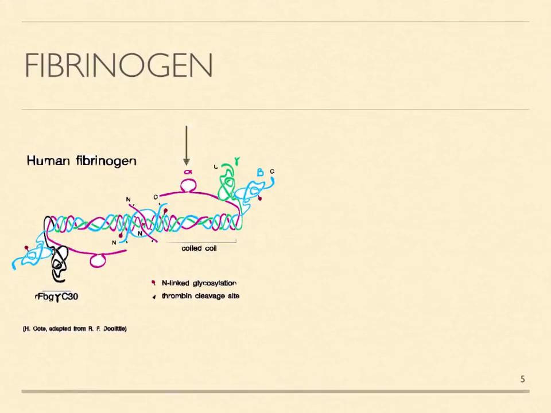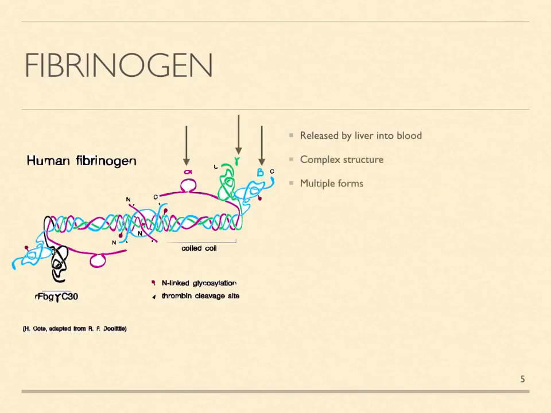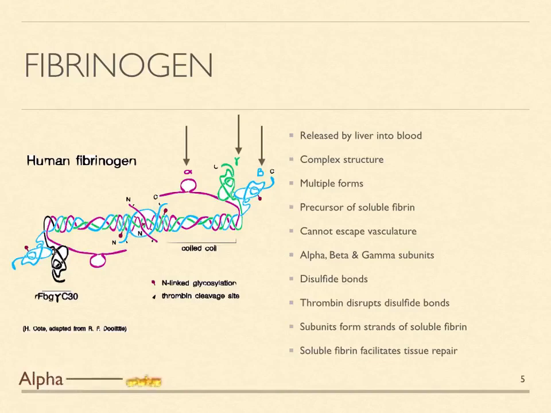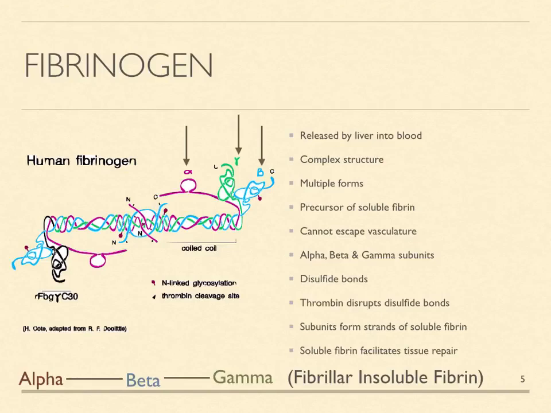Fibrinogen, soluble fibrin, and insoluble fibrin are closely related and chemically similar, so that they were persistently confused with one another during the era of stress research. The liver continuously releases fibrinogen into flowing blood. It is a structurally complex protein molecule that exists in multiple forms. It is a precursor of soluble fibrin. It cannot escape the intact vasculature.